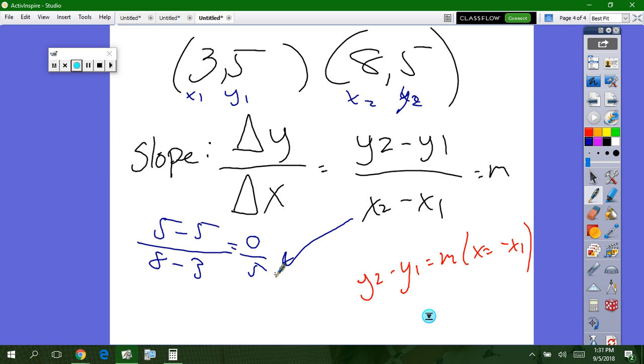Does that make sense, what I did there, though? Just plug it in. How much did I rise? None. How much did I run? So what's my slope? We talked about this last time. Remember, our slope would be 0.